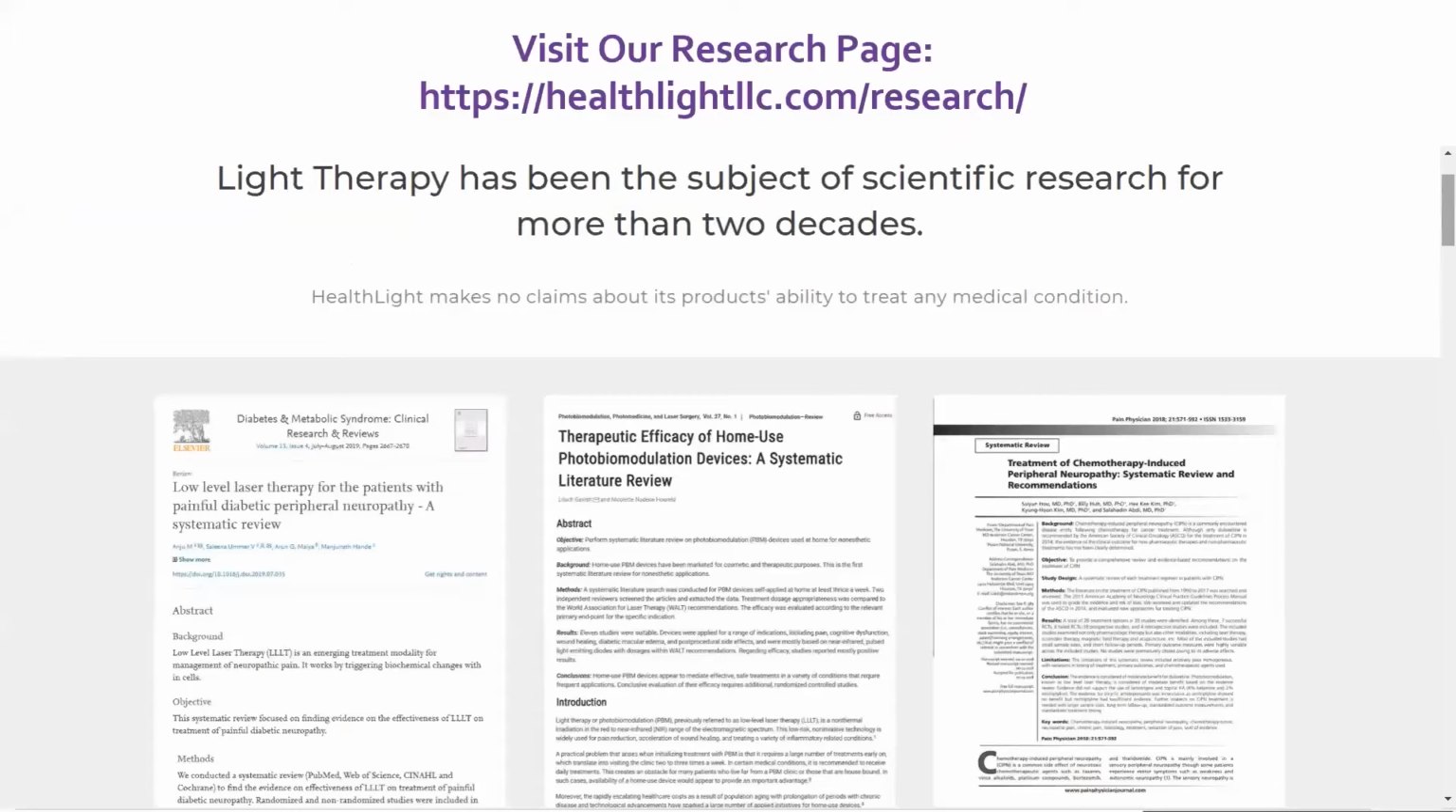A lot of research has been conducted, actually thousands and thousands of studies about light therapy and lasers. We've got some of those on our page shown here. Feel free to go over to the research page on the HealthLight website and take a look at them.